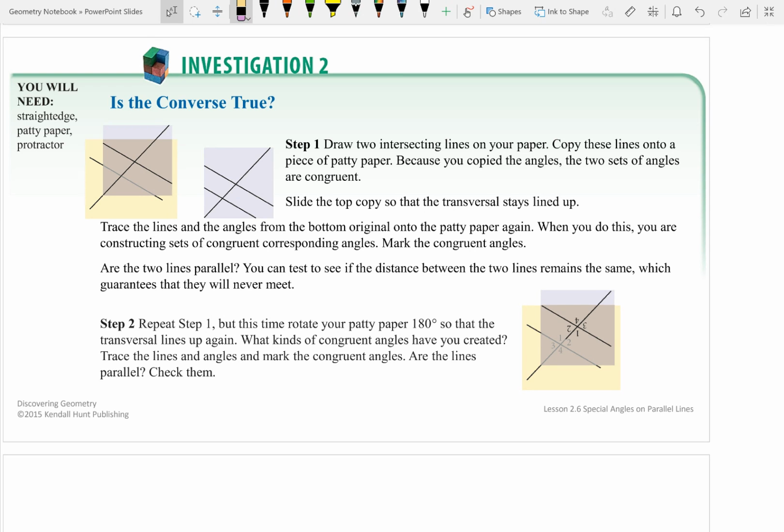And what I can do, using my ruler, is mark here, here, here, and then draw a line in between there. Okay. Are the lines parallel? Yep, they are.